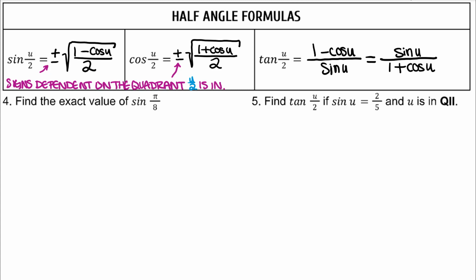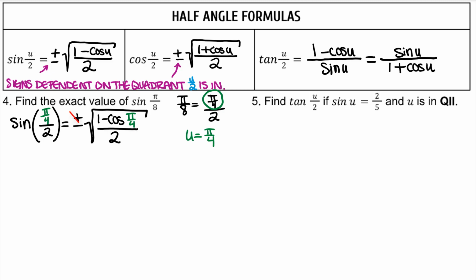Well, pi over 8 is not on the unit circle, but guess what? Pi over 8 is half of pi over 4, which is on the unit circle. So u, in this case, is pi over 4. To find sine of u over 2, pi over 4 over 2, I plug in pi over 4 for u.